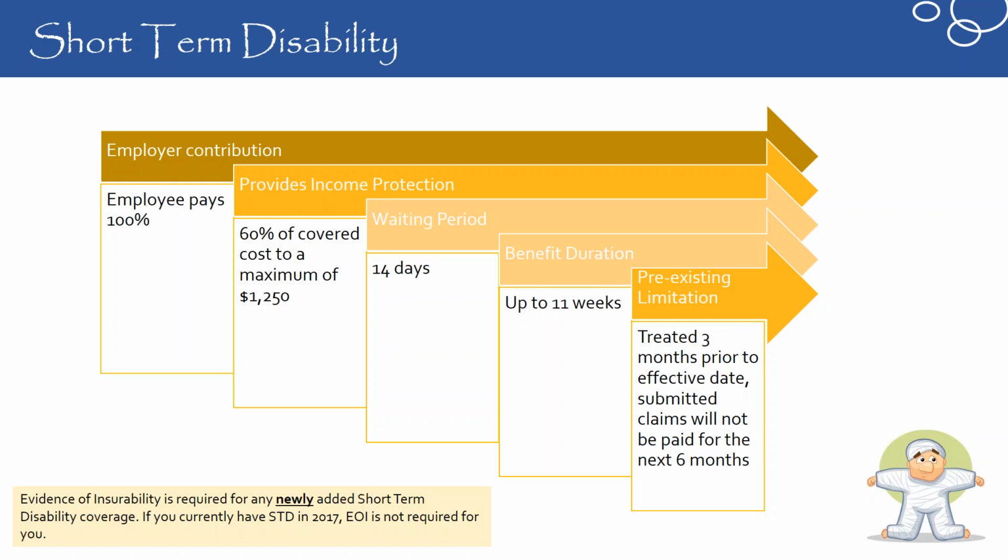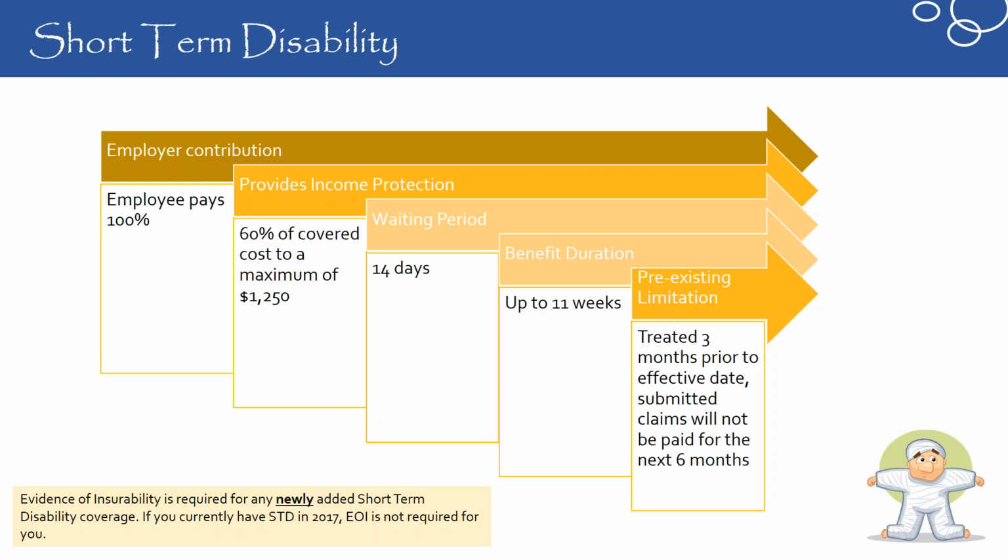next year, same evidence of insurability applies. You've got to fill out that application. So you pay 100%. It pays you 60% of your weekly income up to a maximum of $1,250. The waiting period is 14 days. Benefit duration is up, they pay up to 11 weeks.